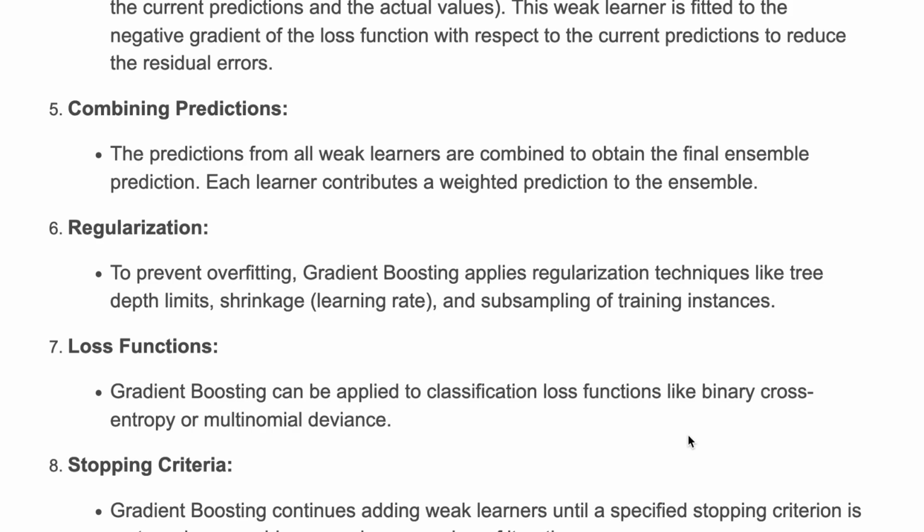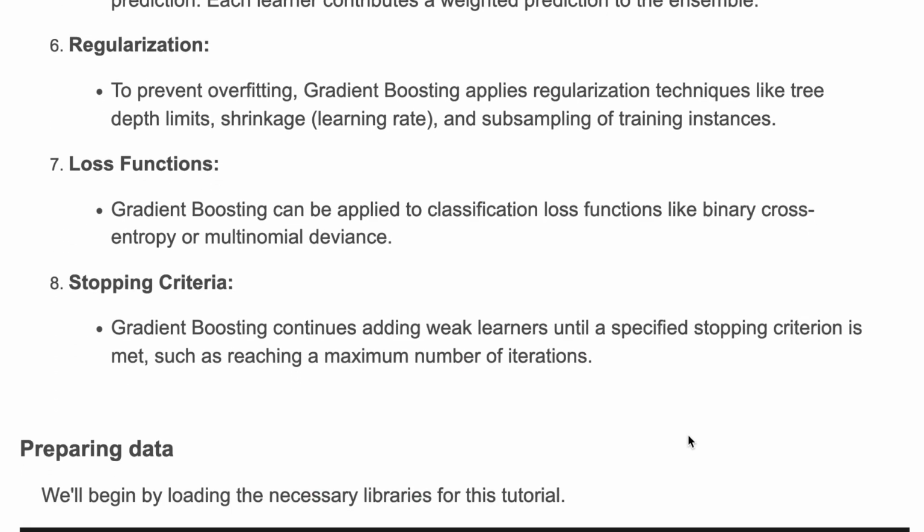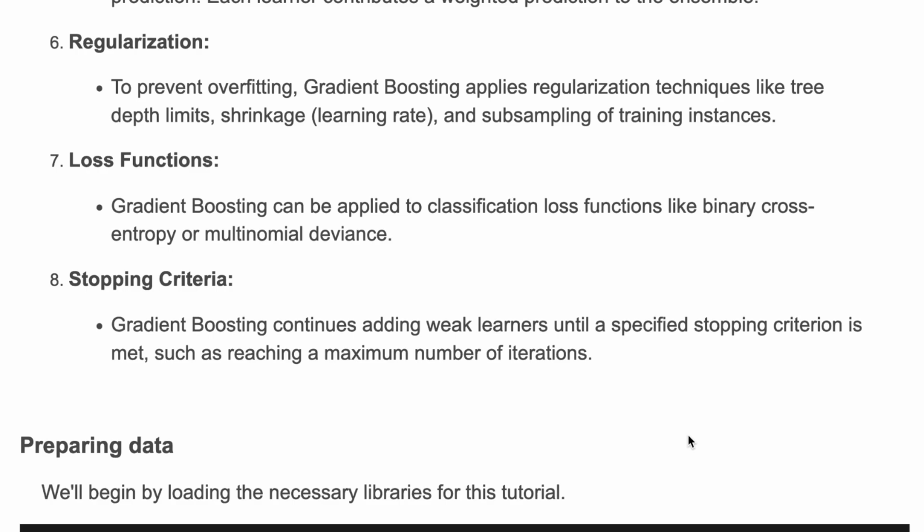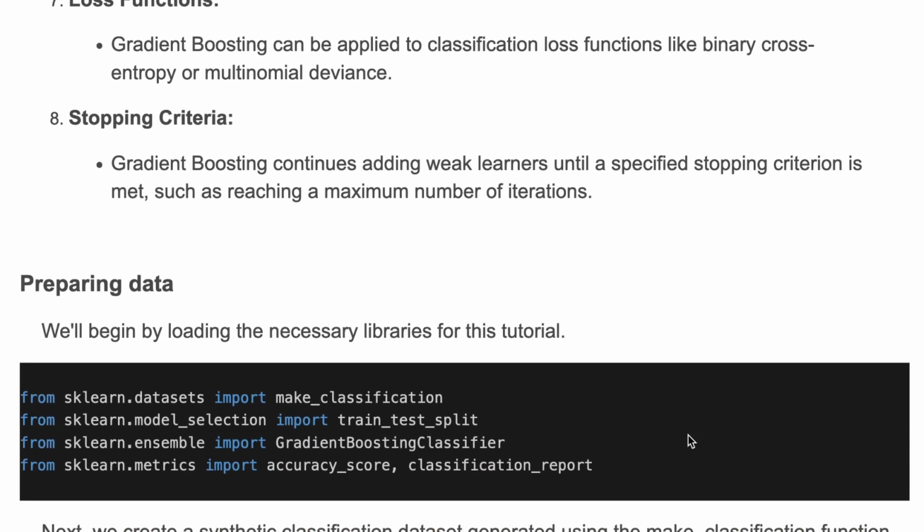Next is regularization. To prevent overfitting, gradient boosting applies regularization techniques like tree depth limit, shrinkage or learning rate, and sampling of training instances. Gradient boosting can be applied with classification loss functions like binary cross entropy or multinomial deviance. Finally, gradient boosting continues adding weak learners until a specified stopping criterion is met, such as reaching a maximum number of iterations. That's a brief explanation of gradient boosting.